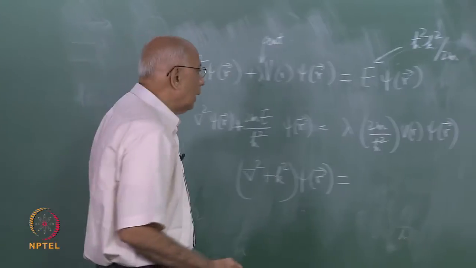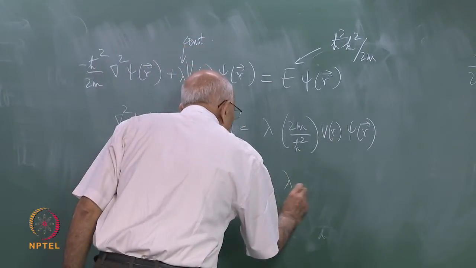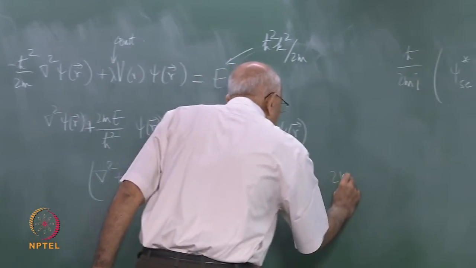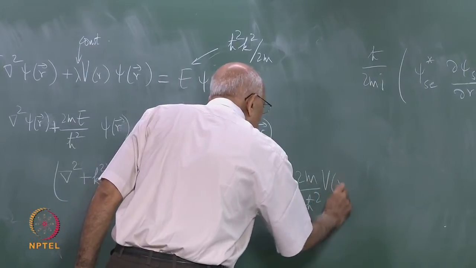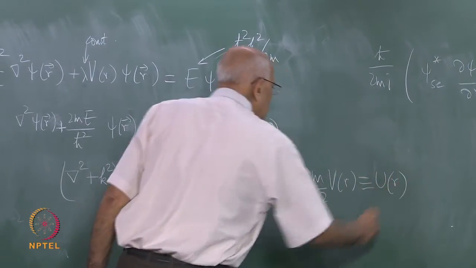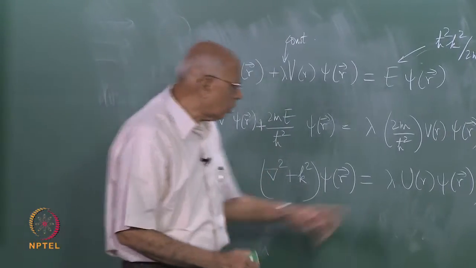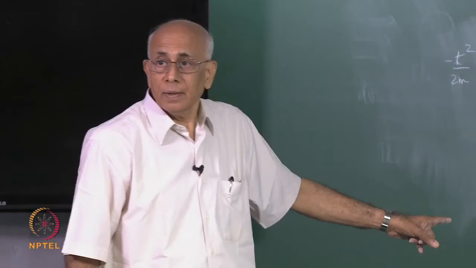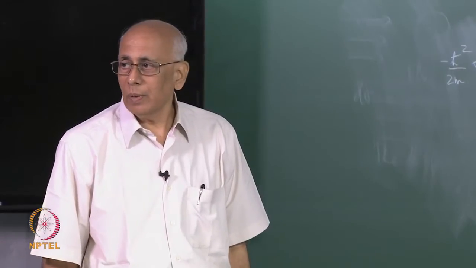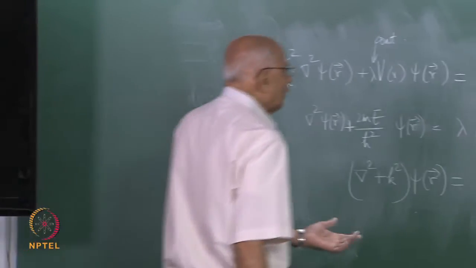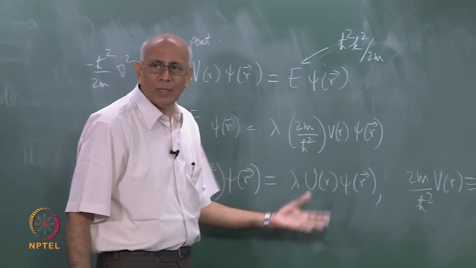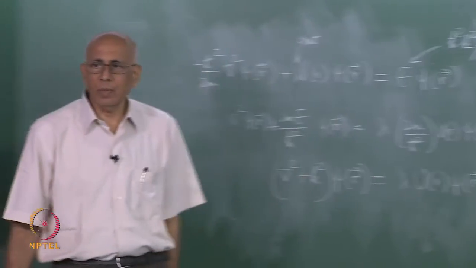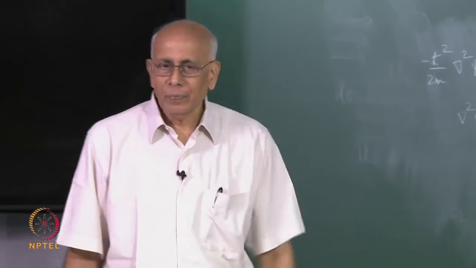Equal to, I need a name for this, so let me call this lambda U of r psi of r, where I have just absorbed this quantity 2m by h cross squared V of r. I just redefine my potential, absorbing this constant in there. This looks like the Helmholtz equation, the inhomogeneous Helmholtz equation, with one difference. This is not a given function. This involves the unknown function itself, because this is after all an eigenvalue equation, and I have just rewritten that eigenvalue equation.